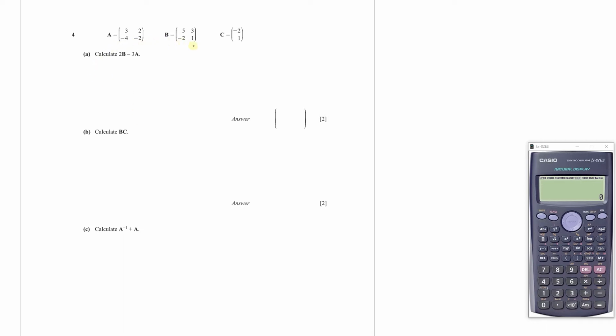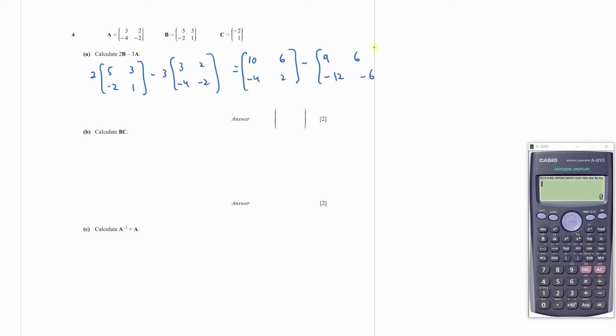Question 4 is you're given matrices A, B, and C. Part A is calculate 2B minus 3A. So 2B will be 2 times 5, 3, minus 2, 1, minus 3A will be 3, 2, minus 4, minus 2. So I'll multiply these numbers inside. So here I will get 5 times 2 is 10, 6, minus 4, 2. And then minus 3 times 3 is 9, 6, minus 12, and then minus 6.